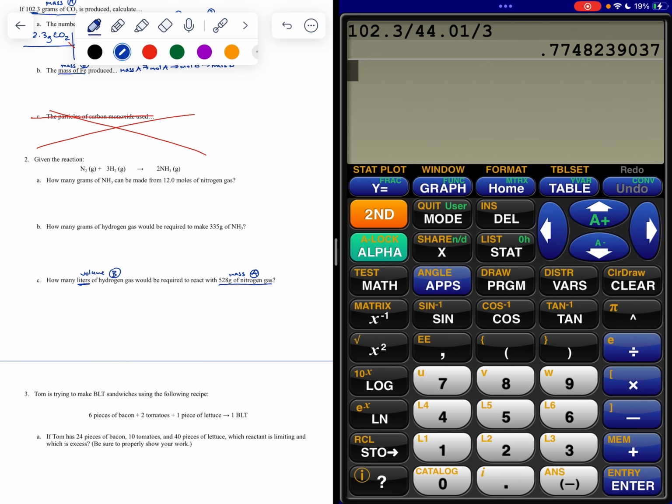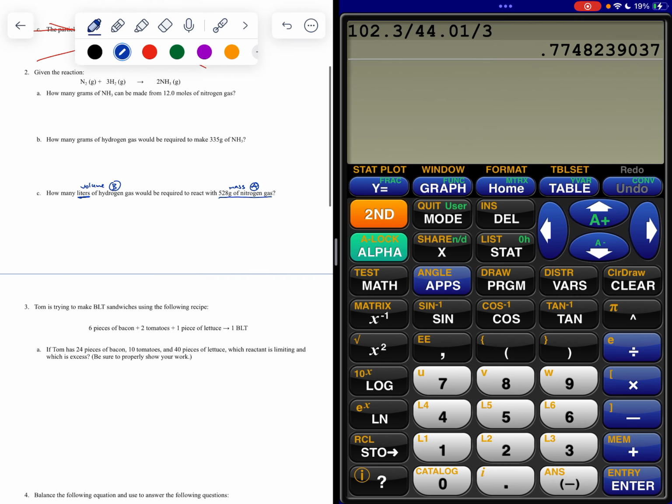So just making sure that you're annotating so that you know where you need to start and where you need to end on the mole bridge. That helps limit the amount of extra steps that you take.